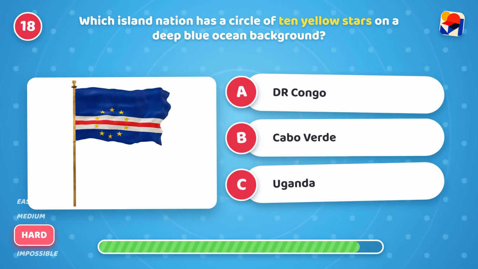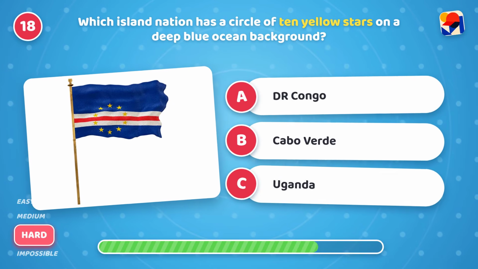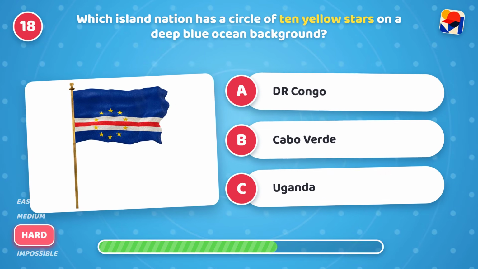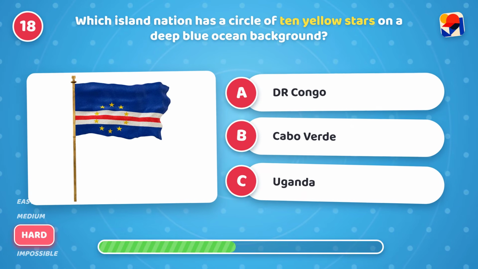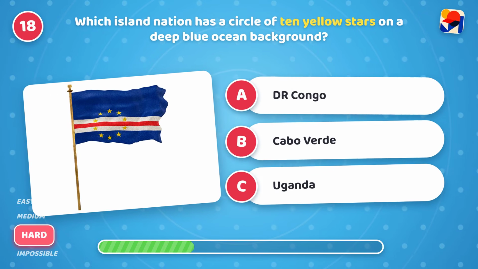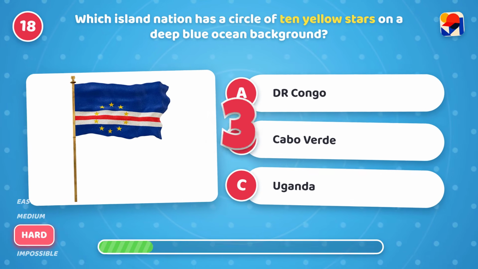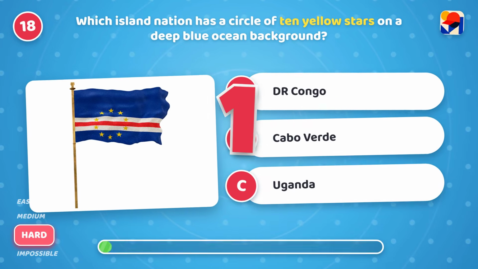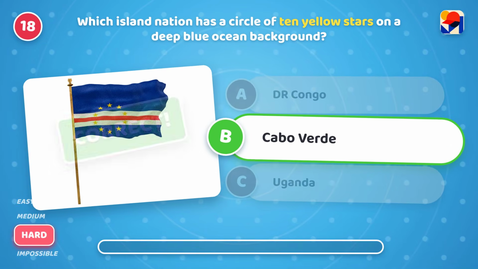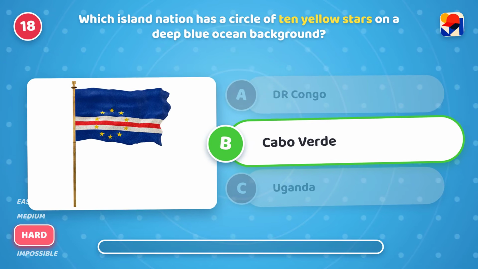Which island nation has a circle of 10 yellow stars on a deep blue ocean background? Is it A, DR Congo, B, Cabo Verde, or C, Uganda? It's B, Cabo Verde. Stars represent the main islands.